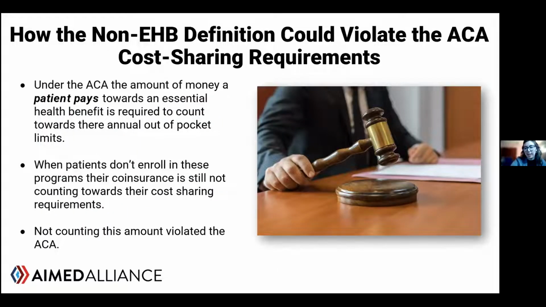So at AIMS Alliance, we think that this non-essential health benefit scheme could be potentially violating the ACA and its implementing regulations in two ways. So the first way that we see this violating the ACA is violating the ACA's cost sharing requirements. As I mentioned before, under the ACA, all patient contributions to an essential health benefit must be counted towards their cost sharing requirements. And under these programs, when an individual chooses to not enroll in the specialty program and they're paying that 30% to 50% coinsurance, that amount should be counting towards their annual limit and deductible, and it's not. So we think that could be a potential violation of the ACA. Next slide, please.